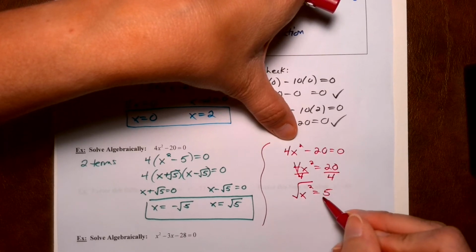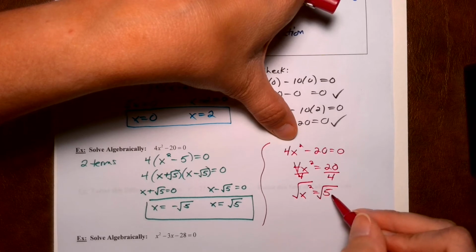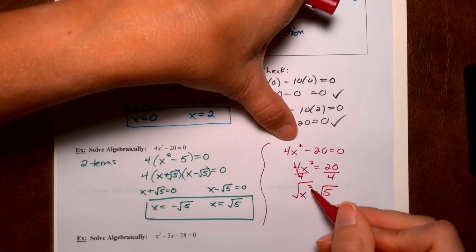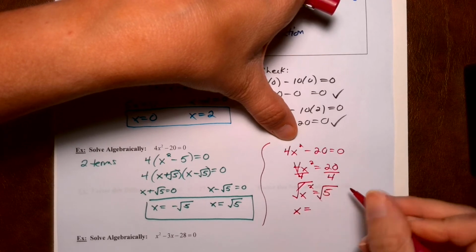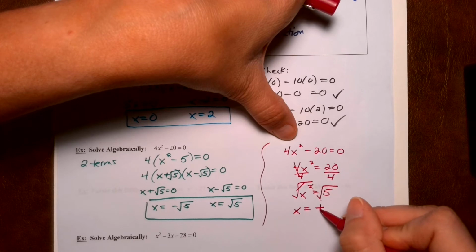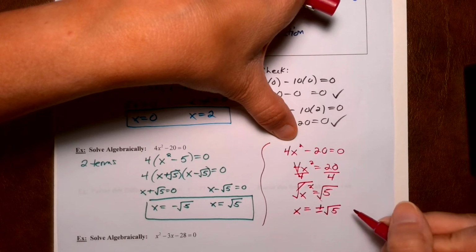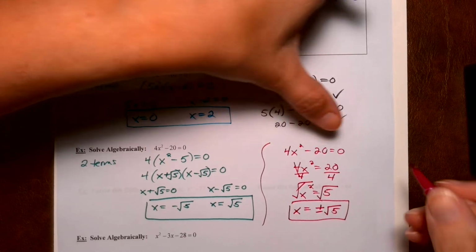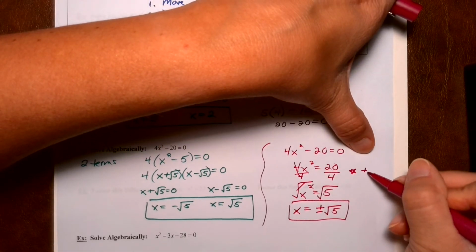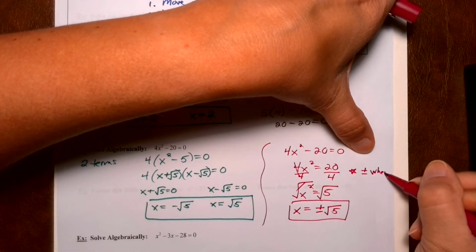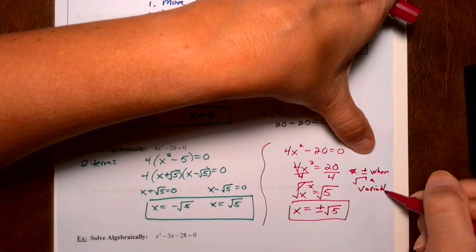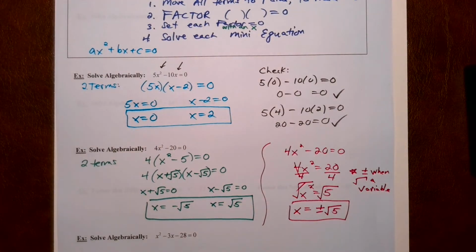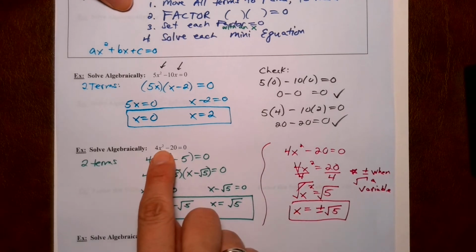I'm going to go ahead and square root both sides. The way that you undo a squared power is with a square root, they cancel. But please do not forget that when you square root a variable, you get plus and minus the answer. Let's put that little note here: plus and minus when we square root a variable. But notice we got two answers and it was a quadratic.